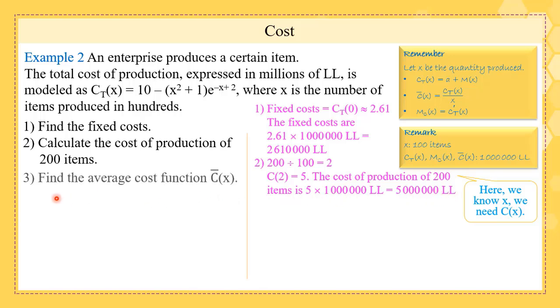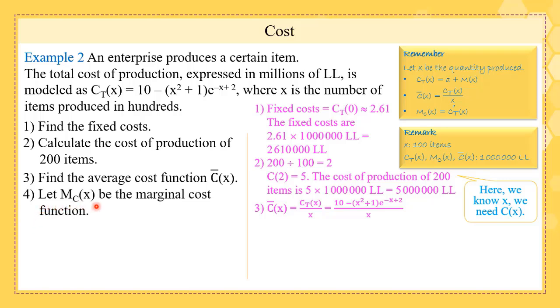Part 3. Find the average cost function C bar of x. Using its rule, C bar of x equals Ct of x over x, which is equal to 10 minus (x squared plus 1) into e power minus x plus 2, all over x.